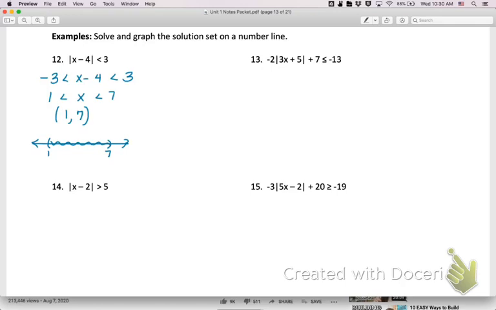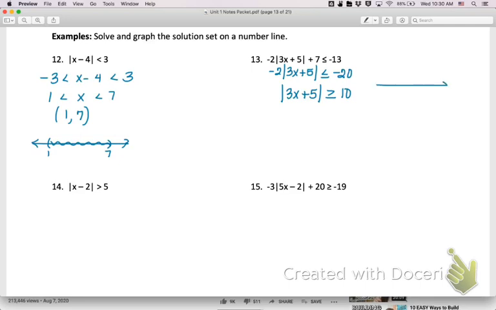Okay? Number 13 is a little bit more work because we have to do some isolating of the absolute value just like before with the equations. So I'm going to start by subtracting 7. That gives me negative 2 times the absolute value of 3x plus 5 is less than or equal to negative 20. And then I need to divide by negative 2, which is going to flip my sign. The absolute value of 3x plus 5 is now greater than or equal to positive 10. Now my sentence says distance is more than 10. So that means I have to set up two separate inequalities.